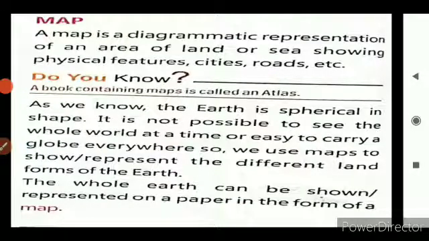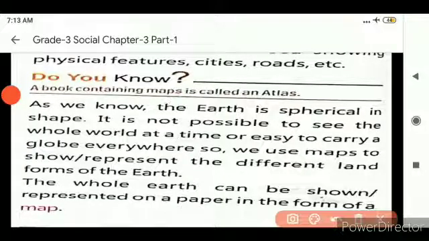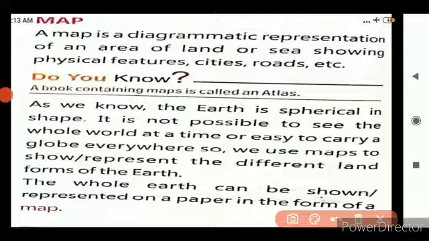Next, an interesting topic children. This one is a new thing for you. Listen carefully all of you. Map. How many of you know about maps children? Do you know what a map is first? Shall we see now? Yes.